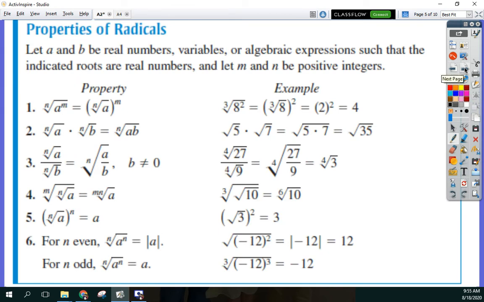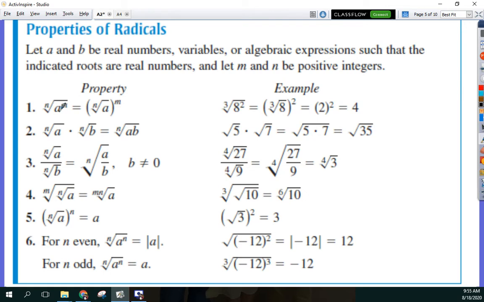So one of those first properties, notice, is that if we were to rewrite this as the nth root of a to the m, we can also bring that m power out. So like on this example, we have the third root of 8 squared. We could go ahead and square that 8 first and get 64. Or instead, we could take that squared out to the outside, take the third root first, and get 2. So sometimes, depending on how big a number is going to be, it can be helpful to take the root first and then apply that exponent.